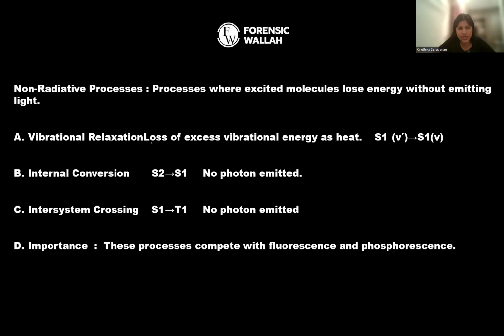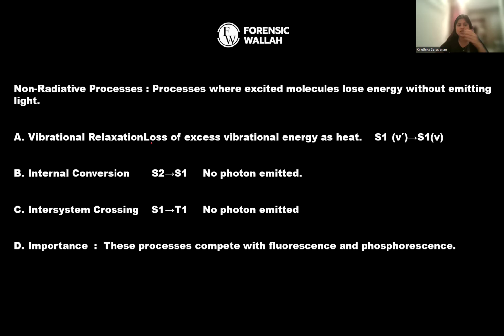So we have vibrational relaxation, internal conversion, intersystem crossing and so on. Vibrational relaxation means that the energy is lost and the molecules come from the excited state to the ground state, and the energy is lost in the form of heat. That is vibrational relaxation.